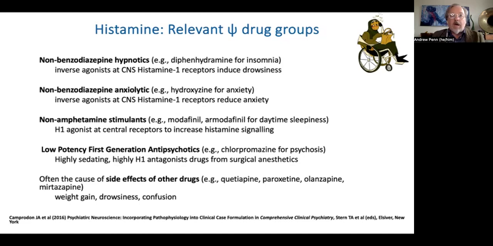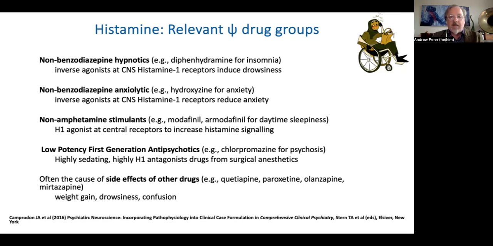There are also some non-amphetamine stimulants that have complex mechanisms of action, one of which is that they are histamine agonists at the central receptors. So this would be things such as modafinil and armodafinil. And a lot of the side effects from medications that are useful to us, some of the more sedating antipsychotic dopamine-blocking drugs such as chlorpromazine, often have significant antihistamine effects. In fact, chlorpromazine was originally a surgical anesthetic that was found to have greatly sedating effects, which is why it would be valuable in surgery.